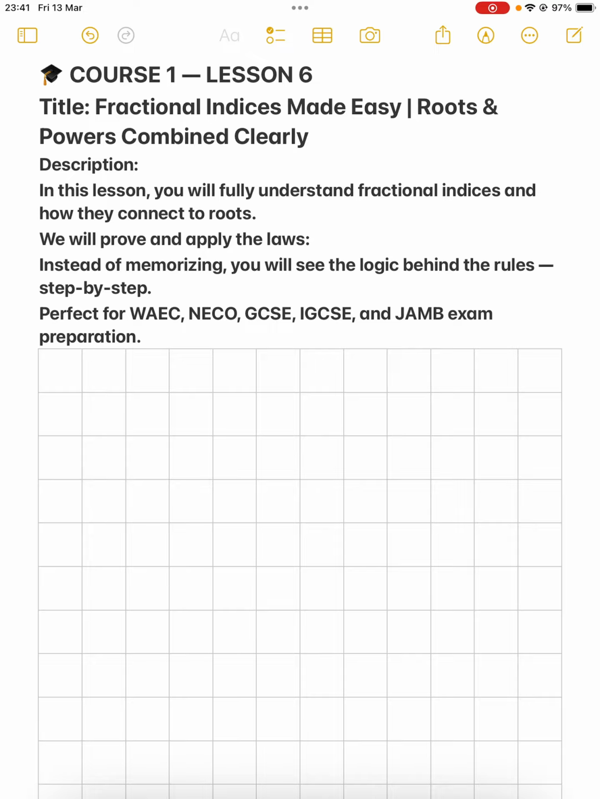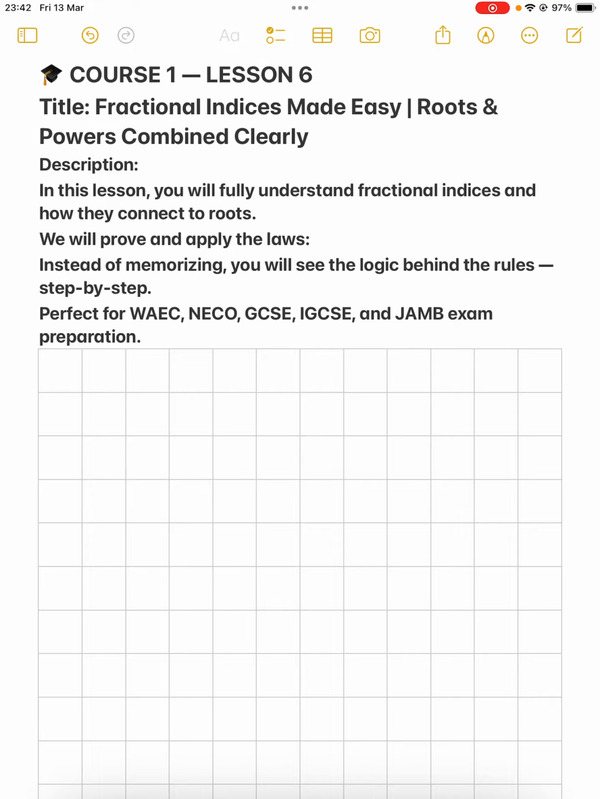This is Course 1, Lesson 6. The title of this lesson is Fractional Indices Made Easy. Roots and powers combined clearly.